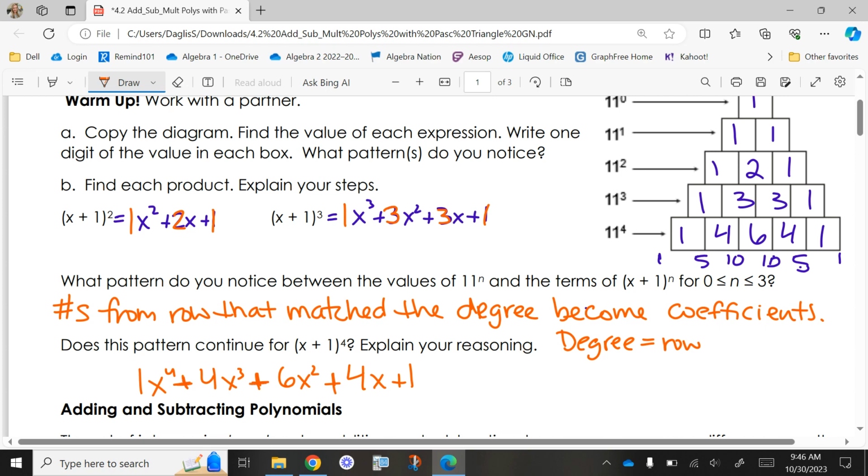Is there any other pattern you might have noticed when it comes to the exponents? Yeah, they decrease in order by 1. So the first exponent matches the degree of the function, and then it also decreases by 1 each time. Good. So this is simple Pascal's triangle.